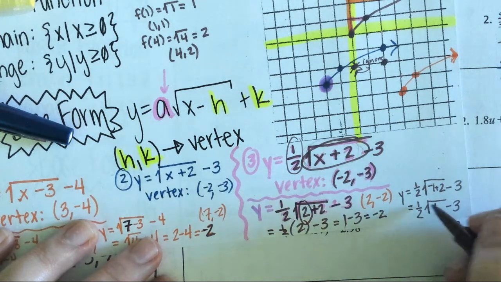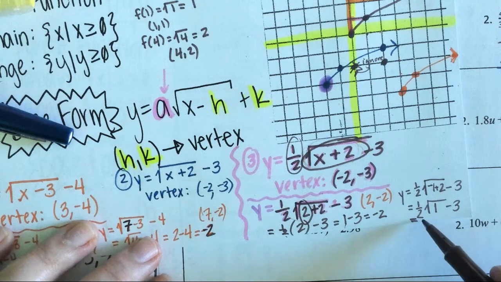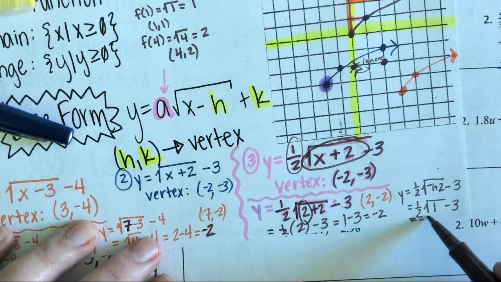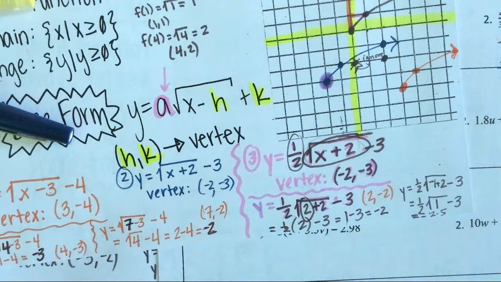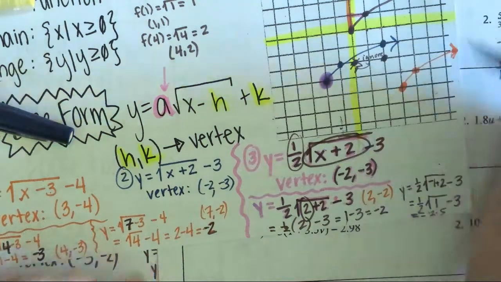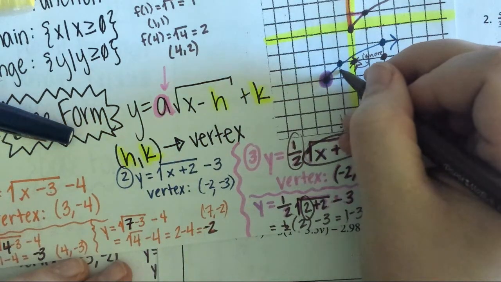So square root of 1 is just 1, so I end up having 1/2 minus 3. What's 1/2 minus 3? Negative 2.5. So I need to go to negative 1 and negative 2.5.